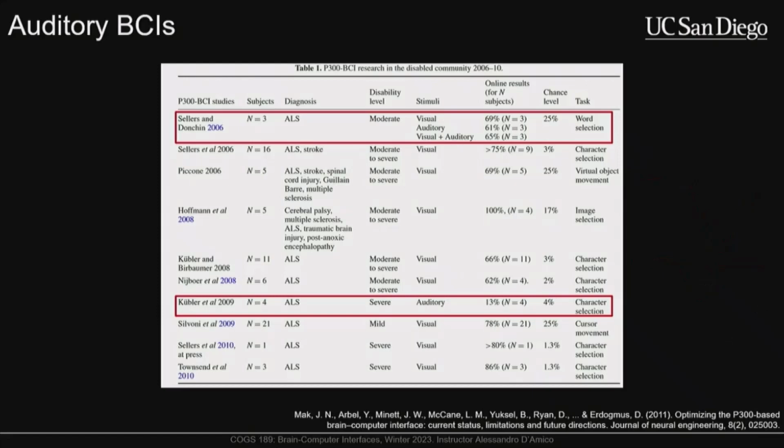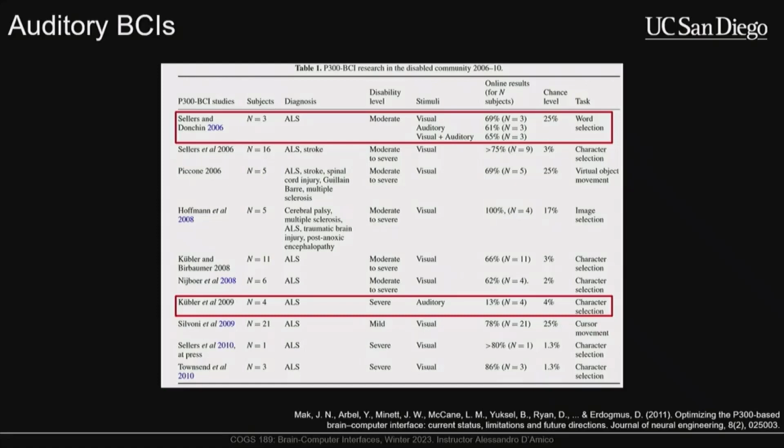Because at the end of the day, you're trying to give these people who have very little ability to communicate some ability to communicate. So you can't be playing around with all this fancy stuff when you actually have a participant that you're trying to make a system for.